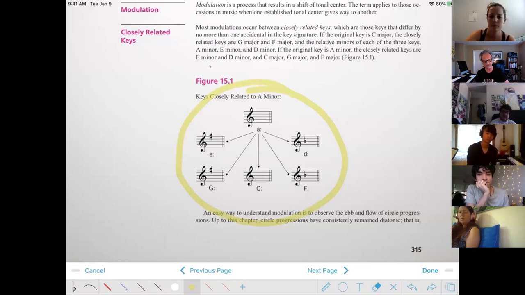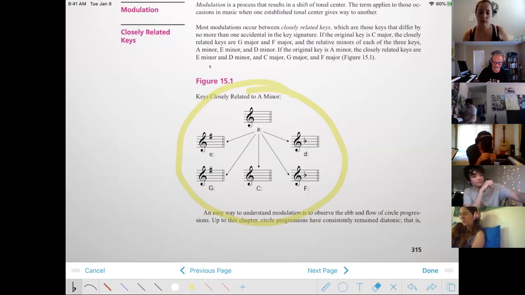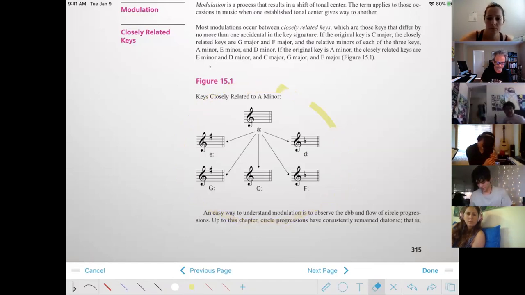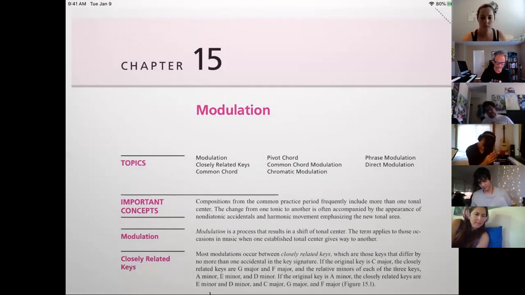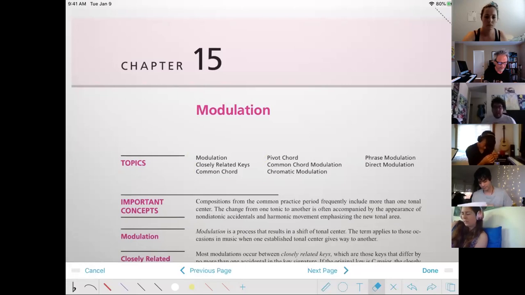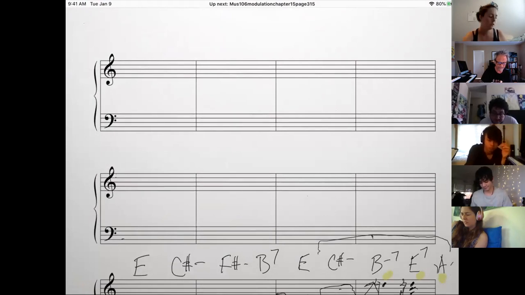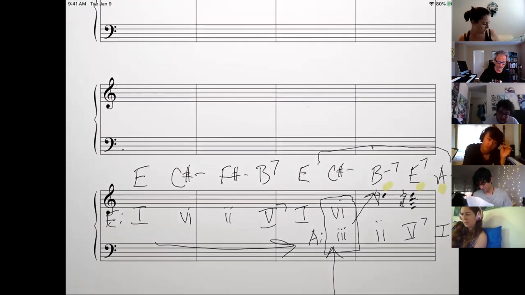Now, take a look at the top. It's 15.1. I don't believe I've got that in my iPad. Sorry about that. But can everybody see 15.1? Are you guys in your textbooks or up in that region? Good? Got it. Okay. I'm gonna open up my staff paper. What page is it again? Page 325. Yeah, 325.